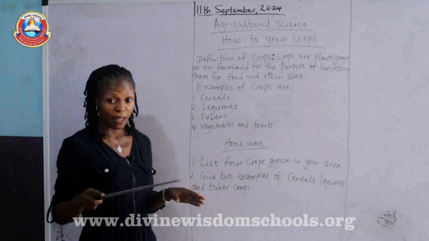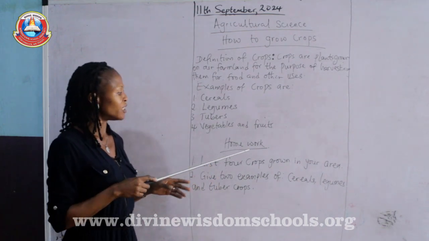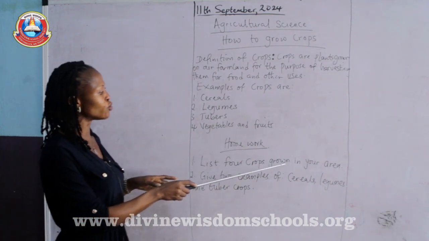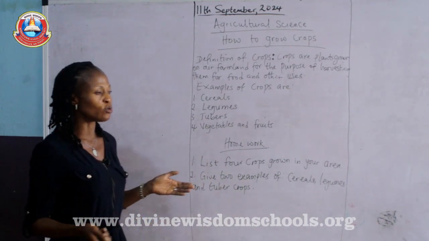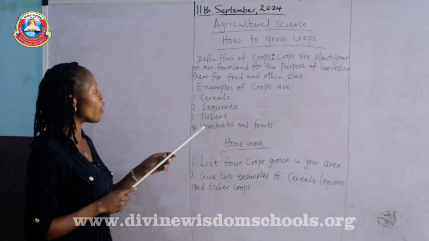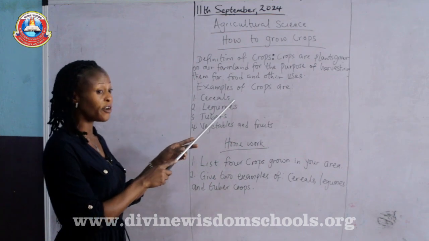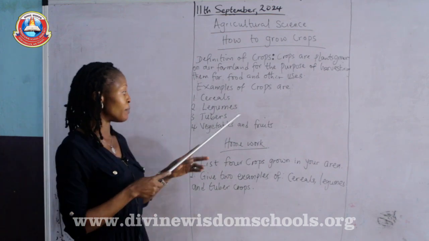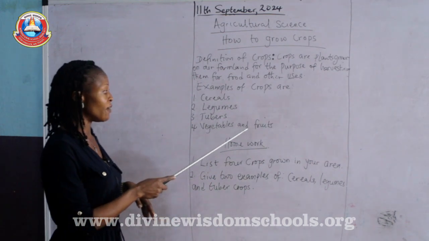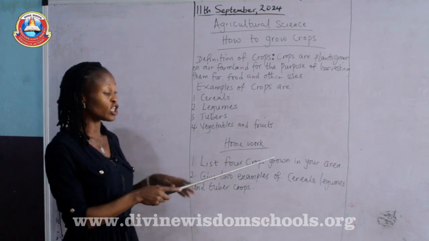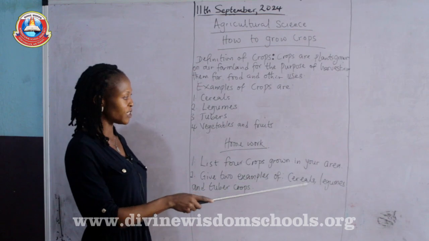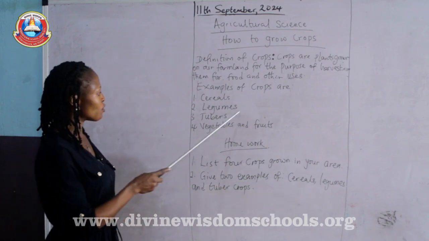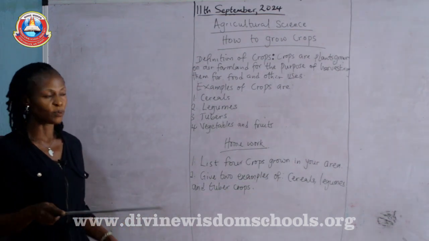For your homework, before I leave, I'll be giving you homework. Your homework, list 4 crops grown in your area. Look around you. What are the crops you can find? The crops can belong to any of these groups. It can be a cereal, it can be a legume crop, it can be a tuber crop, it can also be a fruit or vegetable crop. So just list 4 of them. Then give 2 examples of cereal crops, legume crops, and tuber crops.